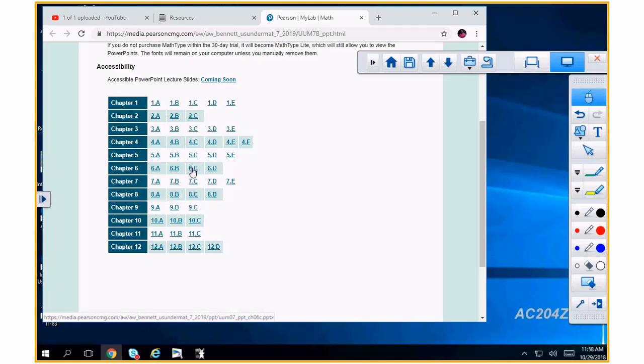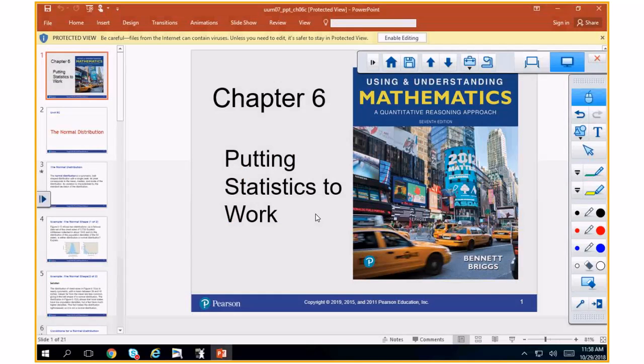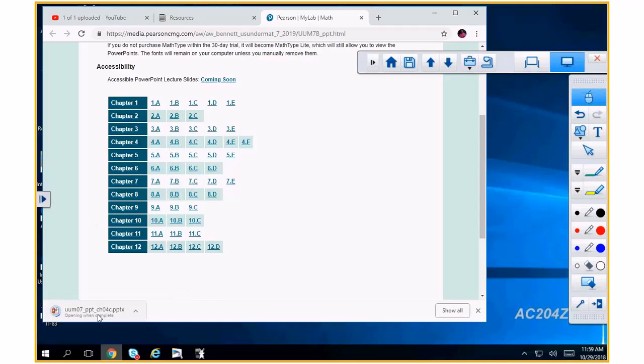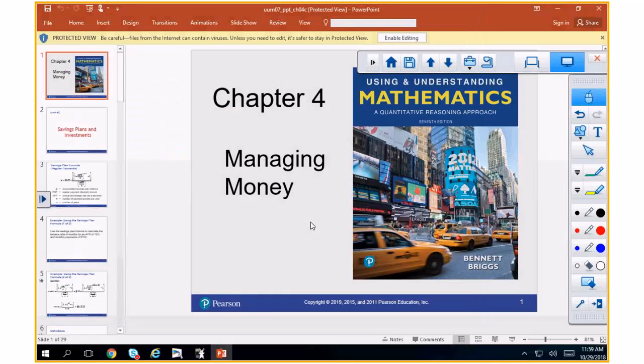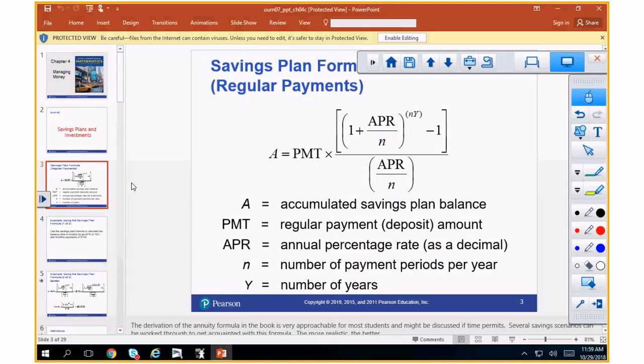All right, 6D for depression. No? Shouldn't be. What is 6C? Did we do 6C? No. 4C. 4. Not 6. Dork. 4C. What's C? I don't remember C. And it's not coming up. There it is. Managing money. Oh, yeah. This is savings. I forgot about savings. All right. Look at that monster.